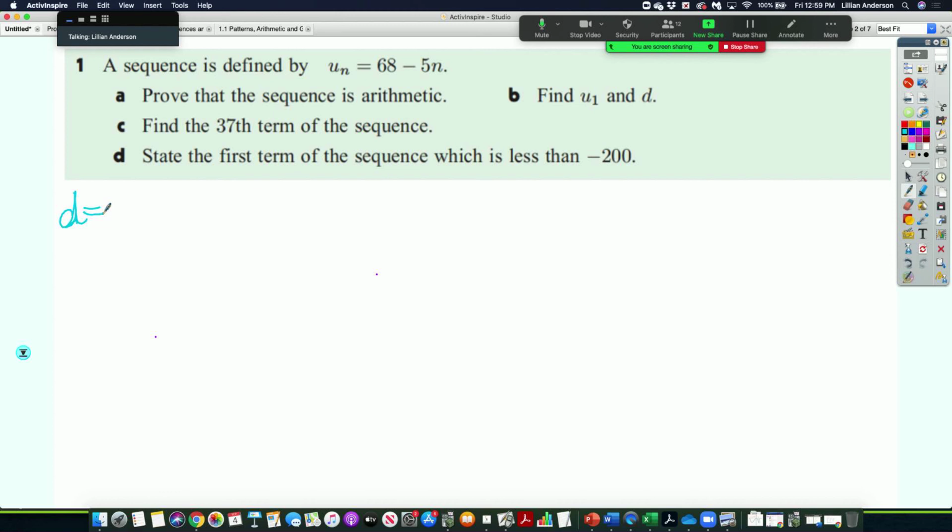Let's find our first term. Let's find our second term. And let's find our third term, at least. And so we do that by just plugging in 1, 2, and 3 into that explicit formula right here.